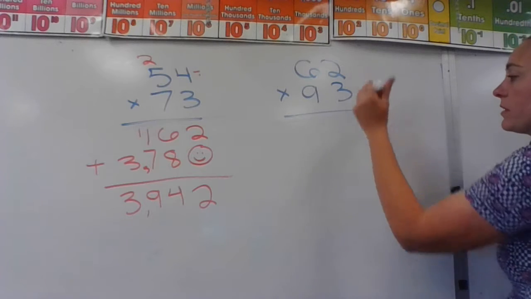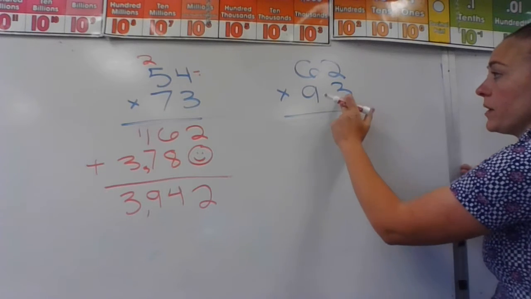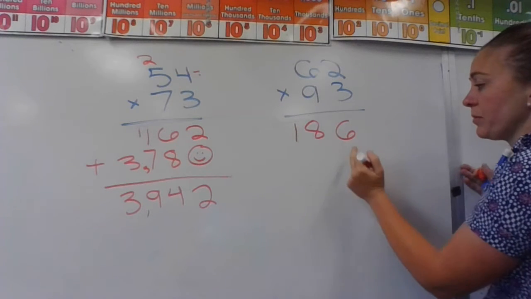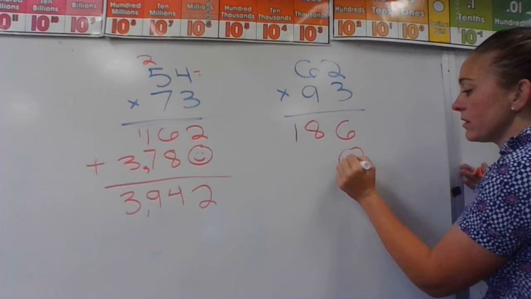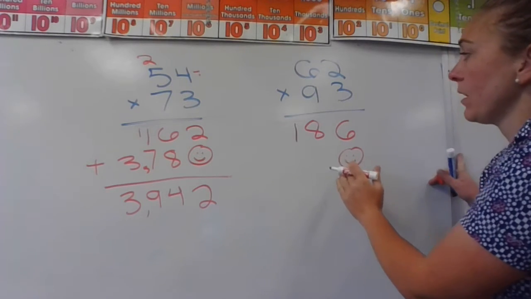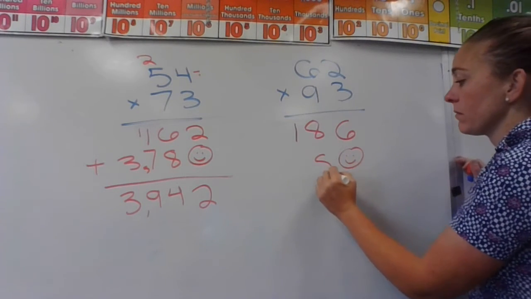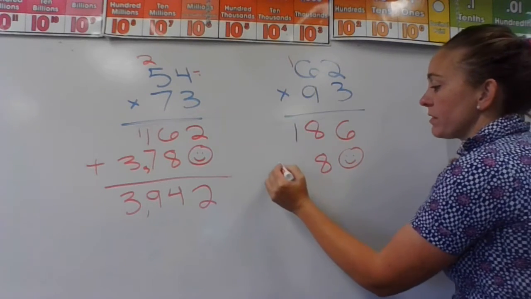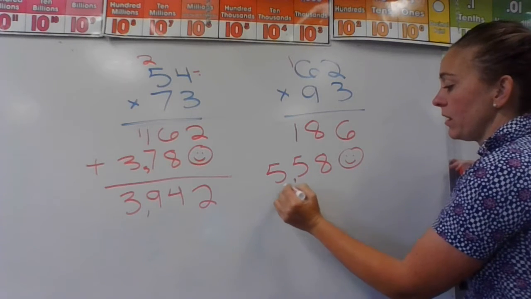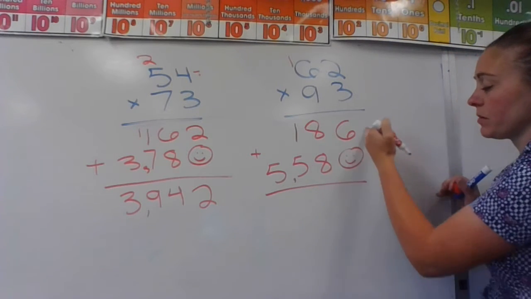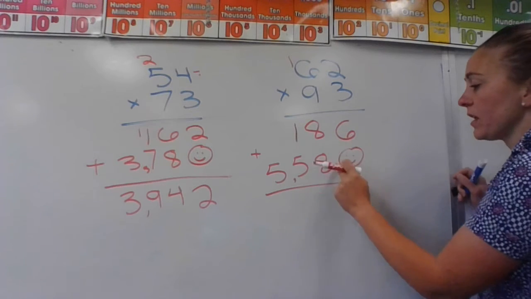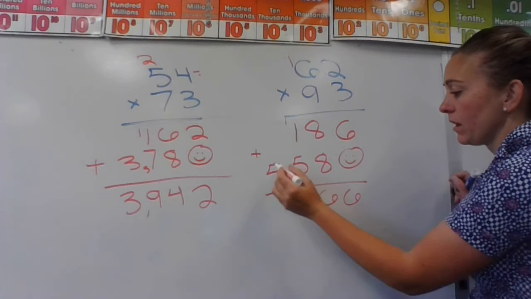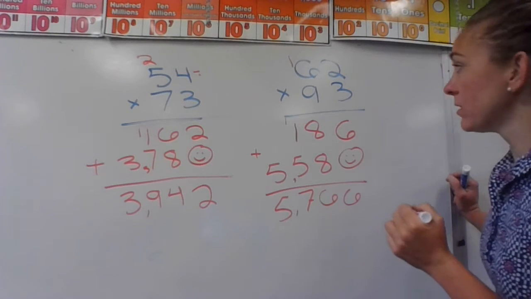So 4 times 2 is 8. 4 times 6 is 24. Remember, now I'm over in the tens place, which means I have to put a 0 or a smiley face in my ones, just as a placeholder. Remember to move over. 9 times 2 is 18. Carry the 1. 9 times 6 is 54, plus 1 makes 55. My comma. So I'm going to add this up. 6 plus 0 is 6. 8 plus 8 is 16. Carry that 1. 5 plus 2 is 7. And 5.